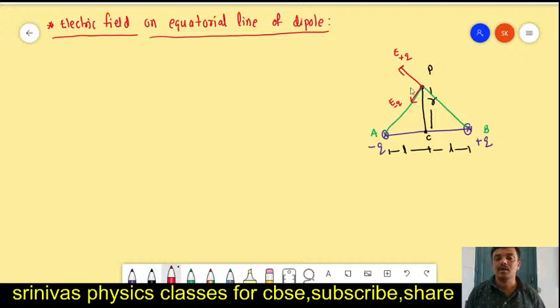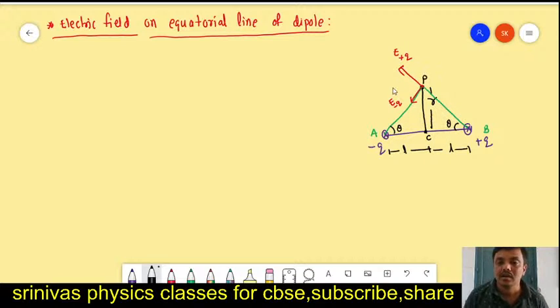According to the parallelogram law, I have two electric fields. This black line is the equatorial line. On the equatorial line at a distance r, I want to find out the electric field due to the dipole. The dipole has two charges. Due to the minus q charge and due to the plus q charge, we have to find out and calculate the total. And this angle we can consider as theta, and this angle is also theta.